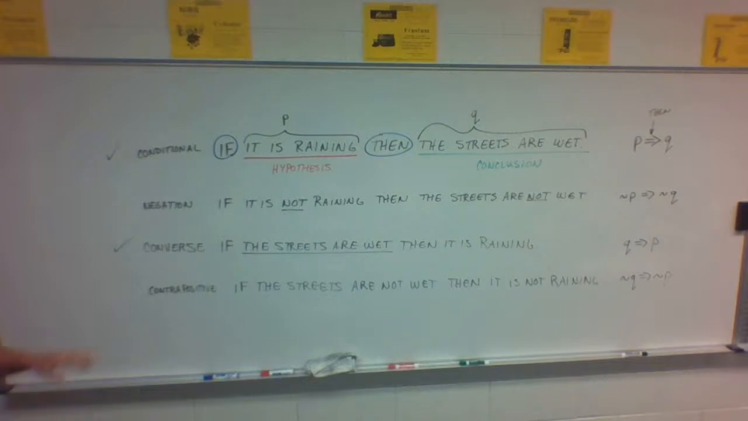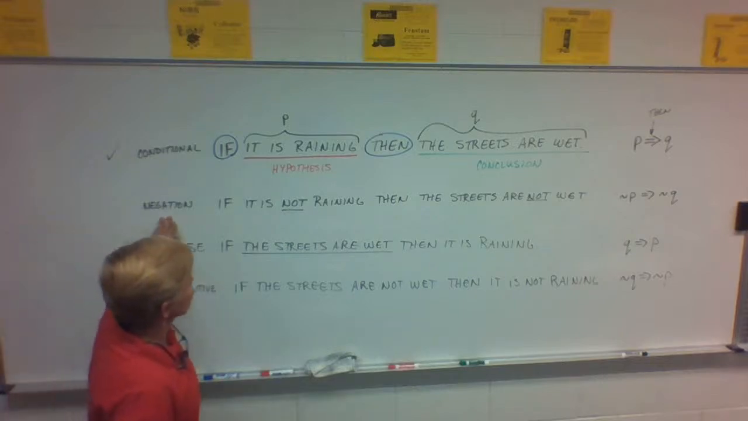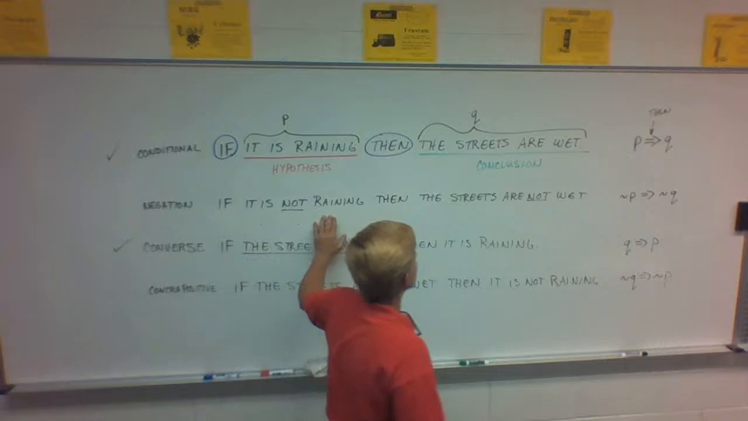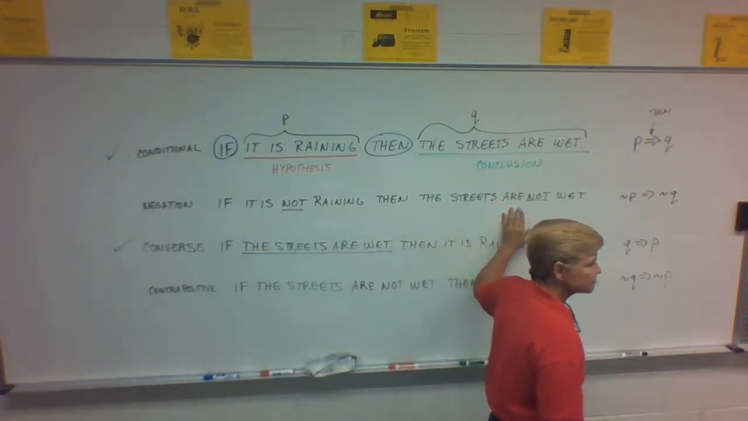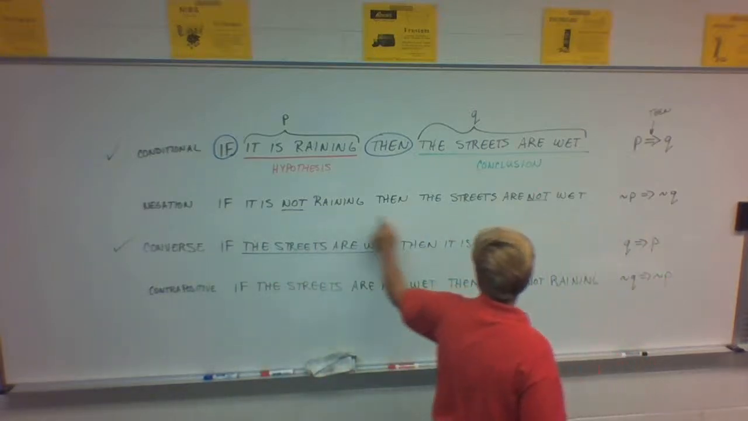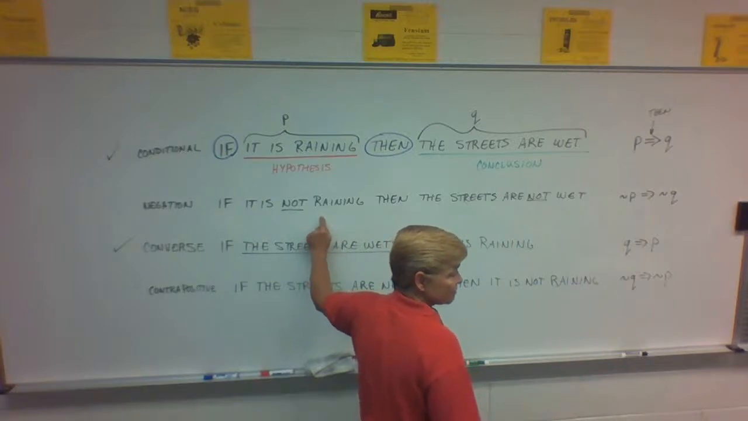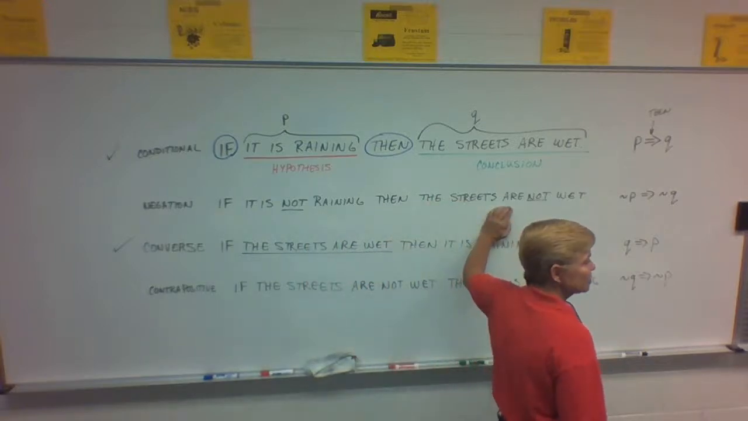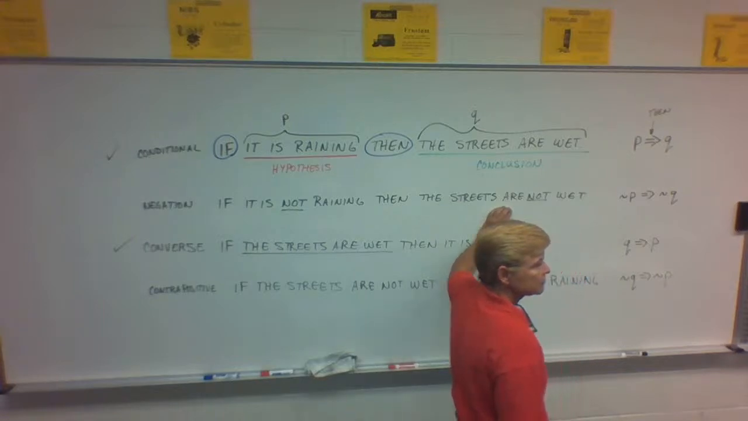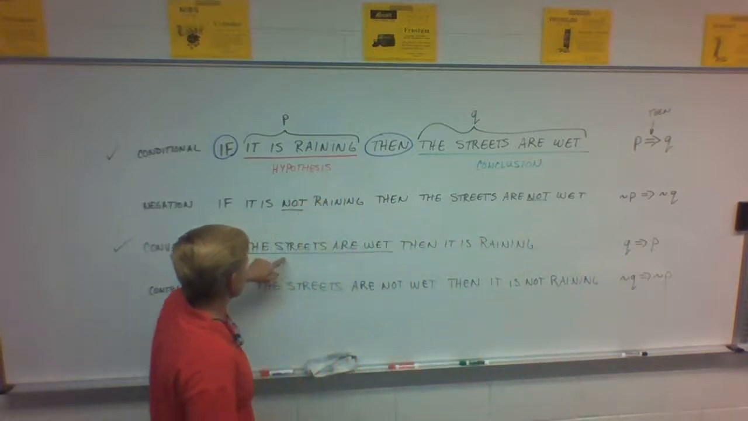Okay, let's talk about the negation. So it's not raining. Does that mean the streets are not wet? They could be wet, but it's not raining. You cannot question this. But that doesn't necessarily mean the streets are wet. Could be wet for other reasons, just like this failed.